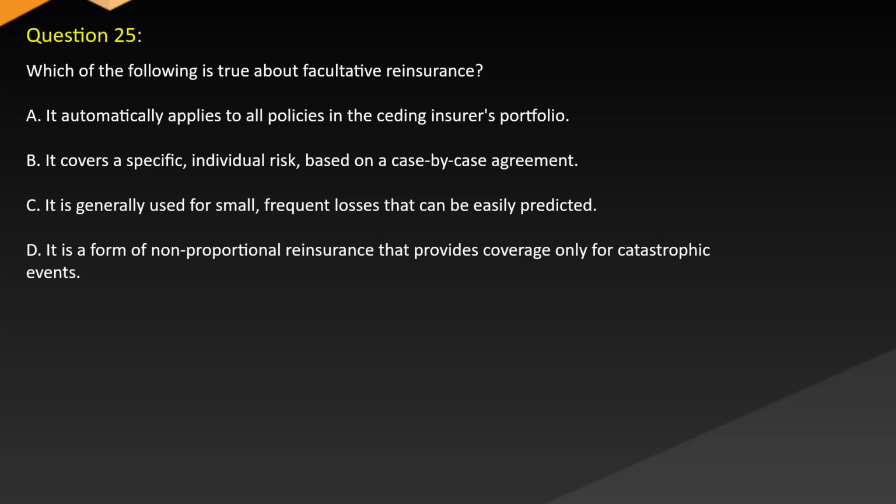Question 25. Which of the following is true about facultative reinsurance? A. It automatically applies to all policies in the ceding insurer's portfolio. B. It covers a specific individual risk based on a case-by-case agreement. C. It is generally used for small, frequent losses that can be easily predicted. D. It is a form of non-proportional reinsurance that provides coverage only for catastrophic events.